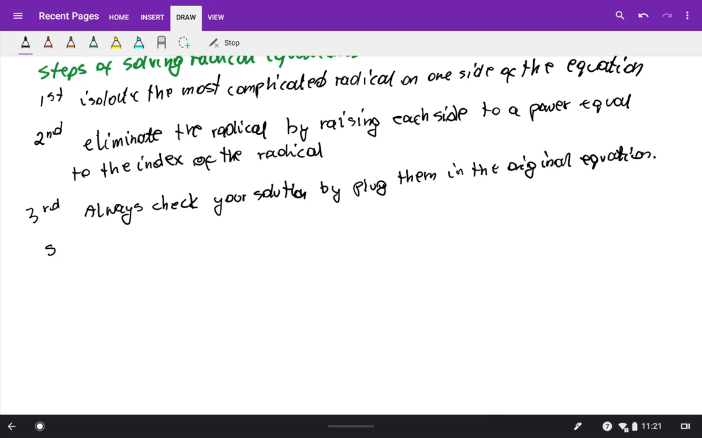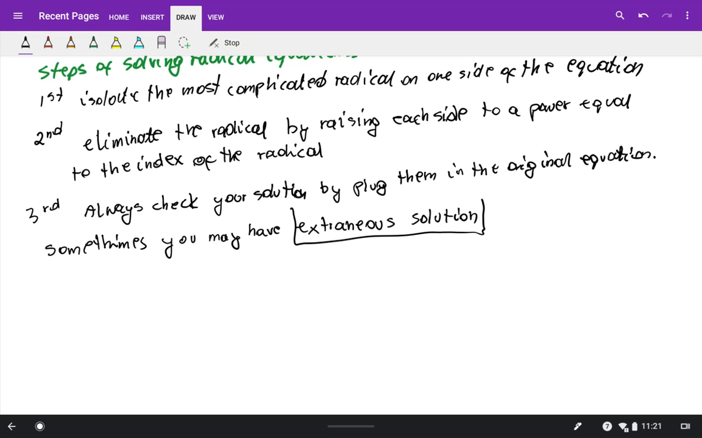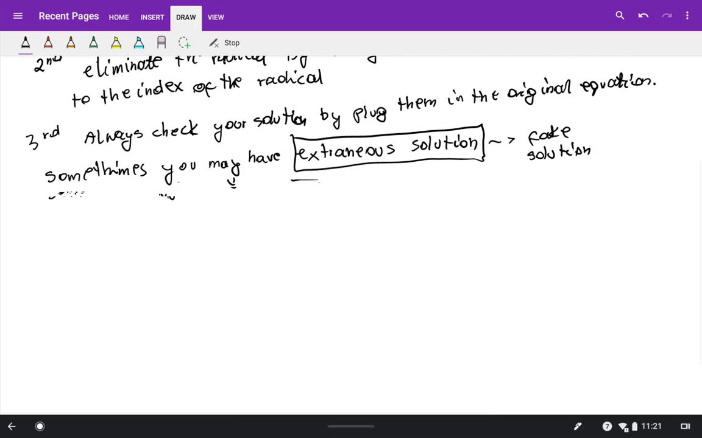So the note will be that sometimes you may have extraneous solutions. Extraneous solutions are the fake solutions. You may get them algebraically, but they don't make sense if you plug them in. So that's a fake solution. You cannot put an extraneous solution on my MATLAB because you'll end up wrong. So let me give you an example.